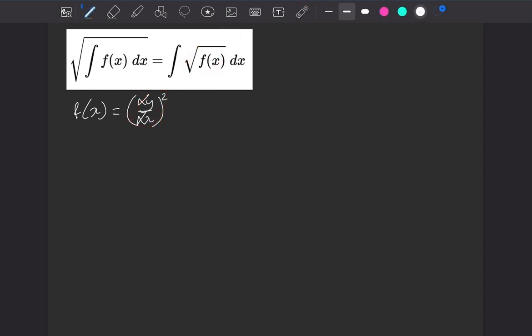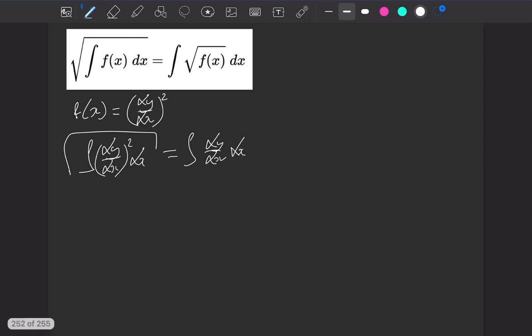What do we get? Well, we'll have the integral of this thing squared, the dy/dx squared, all square rooted still on the left. On the right then, we'll just have the integral of dy/dx with respect to x. So we can evaluate this thing on the right. It's going to be just y plus some constant, which we'll call c. And now then, we'll square both sides.